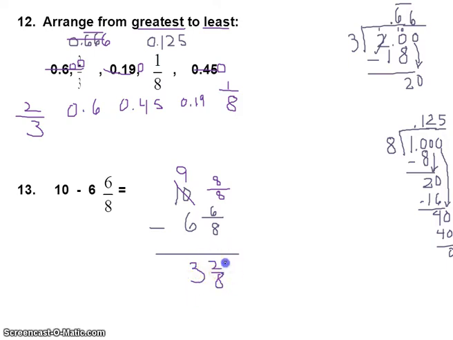I have an even number here, so I know that's not in simplest form. I'm going to divide by 2. 2 divided by 2 is 1. 8 divided by 2 is 4. Bring my whole number over. So 3 1/4 is the answer.